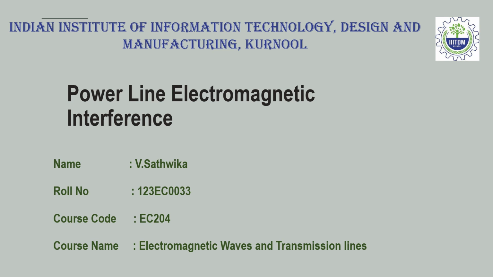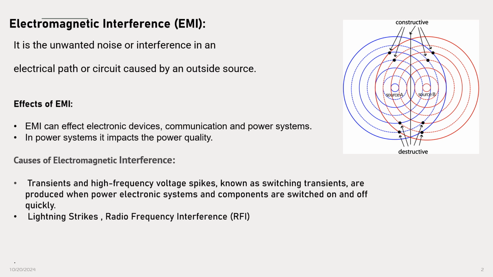For this assignment, the topic I chose is Powerline Electromagnetic Interference. EMI is nothing but the unwanted noise or interference in an electrical path caused by an outside source. In a more elaborate way, it can be defined as a disruption in an electrical circuit due to electromagnetic induction or external electromagnetic radiation. It occurs when the electromagnetic fields from one device interfere with another device.